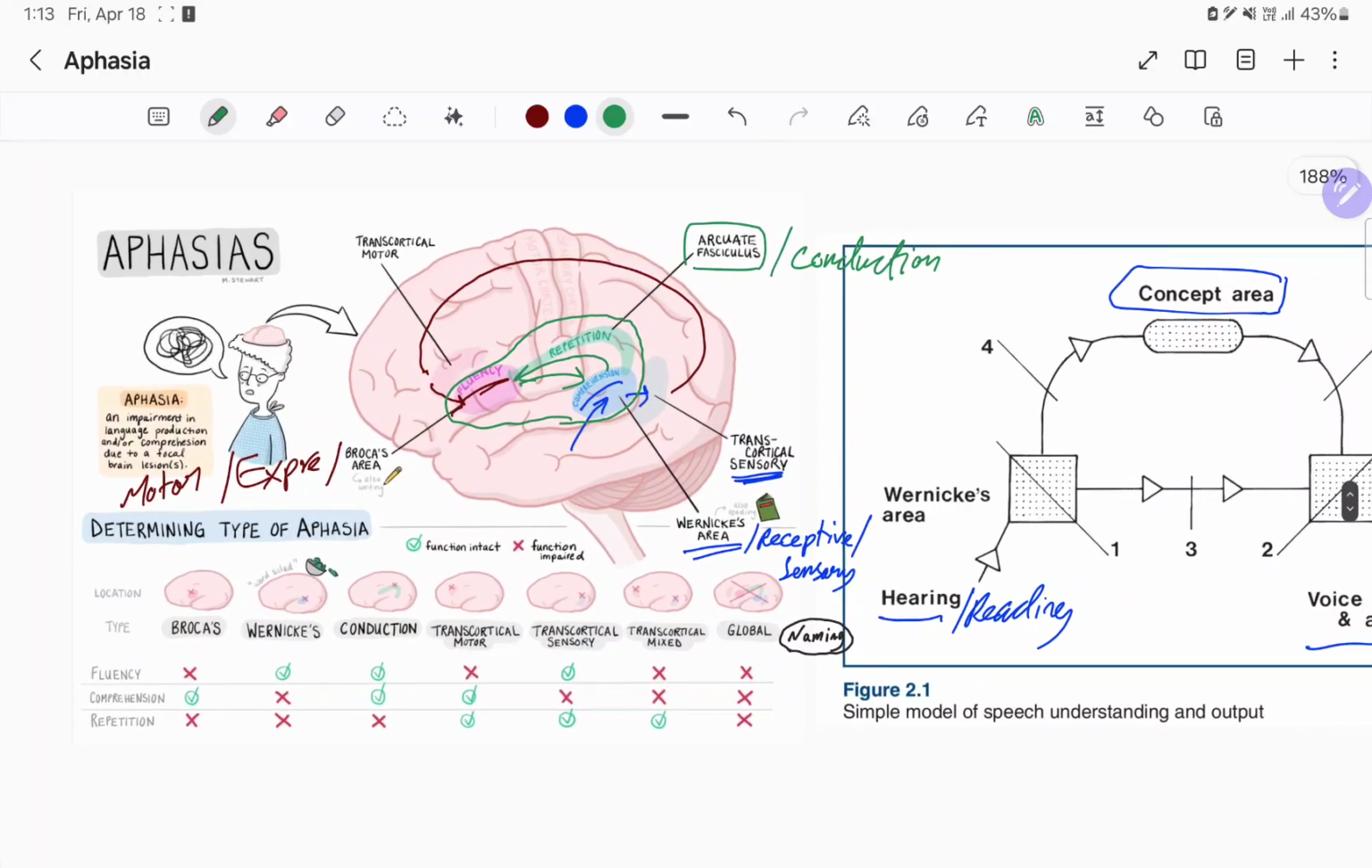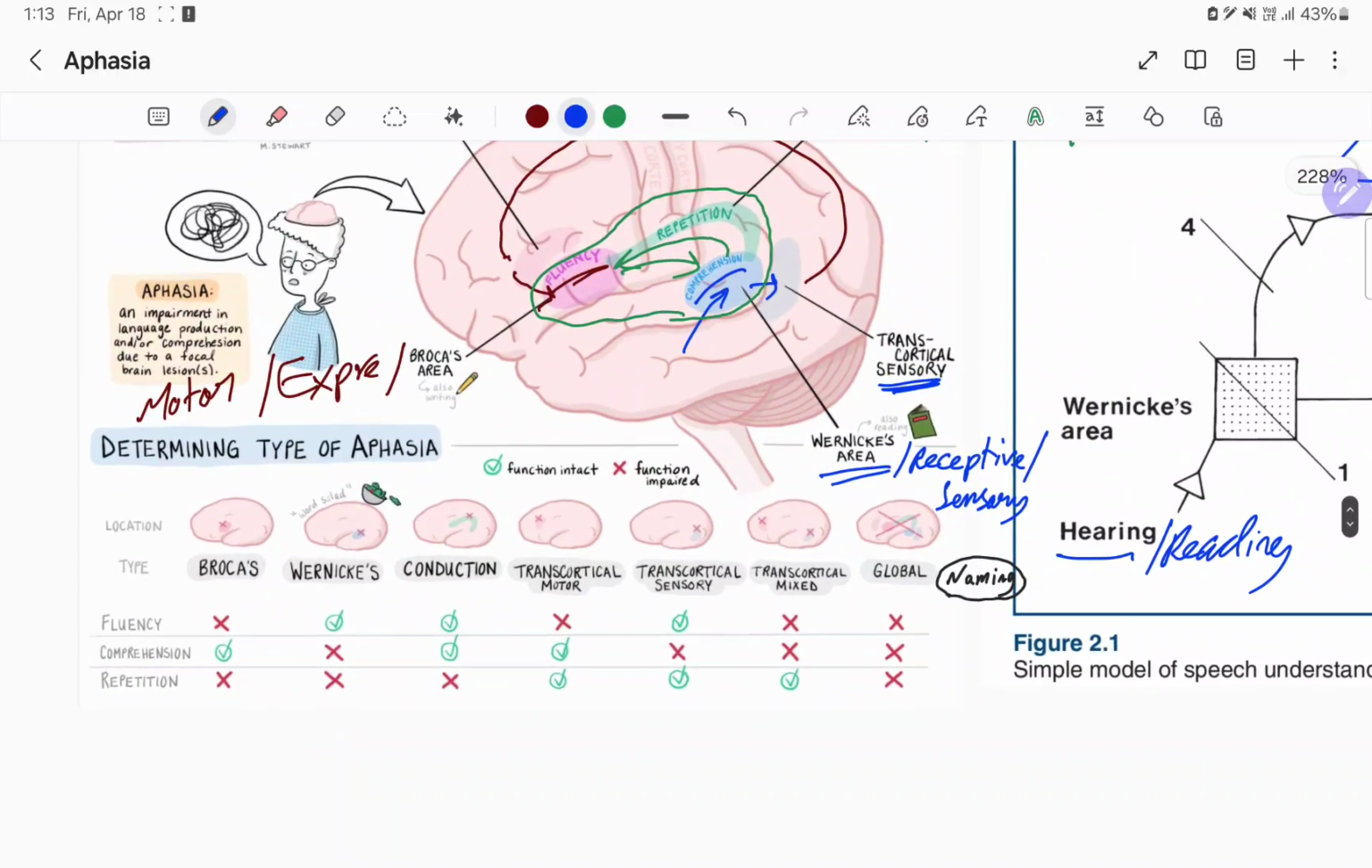Now let's see the different types of aphasia. We will classify aphasia based on 3 items: fluency, comprehension, and repetition. Now if the defect is in Wernicke's area, which is, as we said, part of comprehension, of course comprehension will be affected, and because it's a part of the repetition system, repetition will be affected. However, fluency or expression or speaking will be intact.